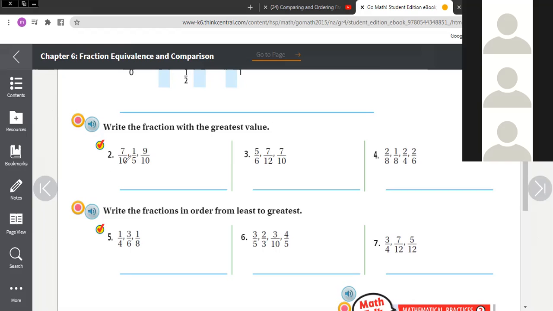Muhammad? Okay, so write 7 over 10 as itself. Then write 9 over 10 as itself. And only convert 1 over 5. You said you have to multiply 1 by 2 and 5 by 2. 1 by 2 is 2. 5 by 2 is 10. Now we have the same denominator for all of them: 7 over 10, 2 over 10, 9 over 10. What is the biggest fraction? 9 over 10. So this is the biggest one. What is the second one? 7 over 10. What is the third one? 1 over 5, 2 over 10. Yeah, that's nice.